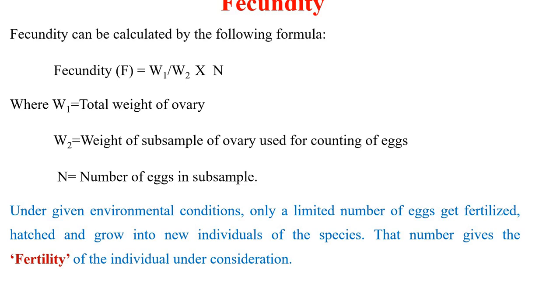Under given environmental conditions, only a limited number of eggs get fertilized, hatch, and then grow into new individuals of the species. That number gives the fertility of the individual under consideration. That means all eggs do not develop into adult animals, which is important here.